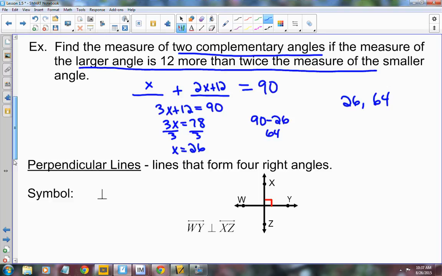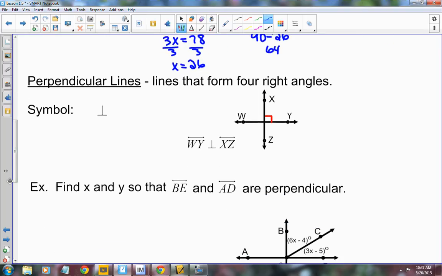All right, there's another vocabulary word. Perpendicular. Those are lines that form four right angles. Okay? This is the symbol that we use for perpendicular. It looks like this. Okay? This little symbol right here. If I want to state that two lines are perpendicular, I would do something like this. WY is perpendicular to XZ. So then this picture should pop in your mind, or you would draw this picture. Okay? They don't share a point, so they don't intersect at any of these points. They intersect at their own point.